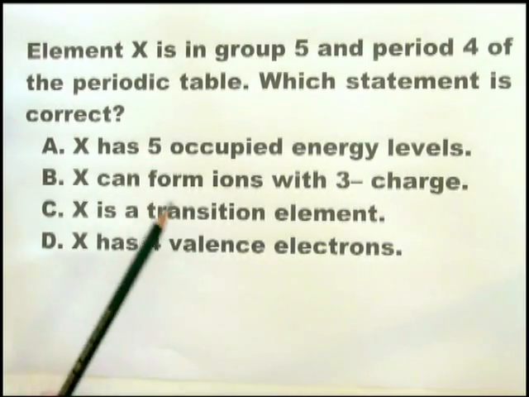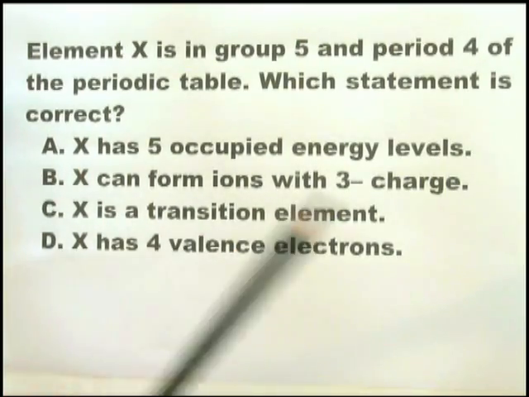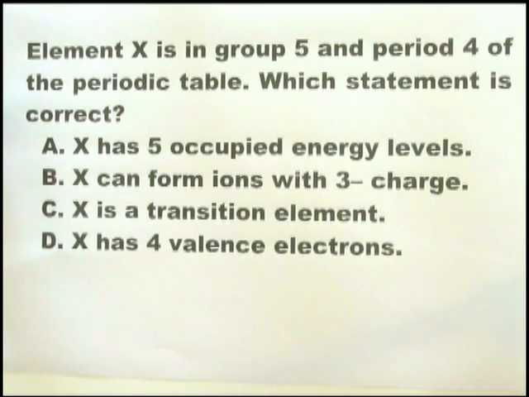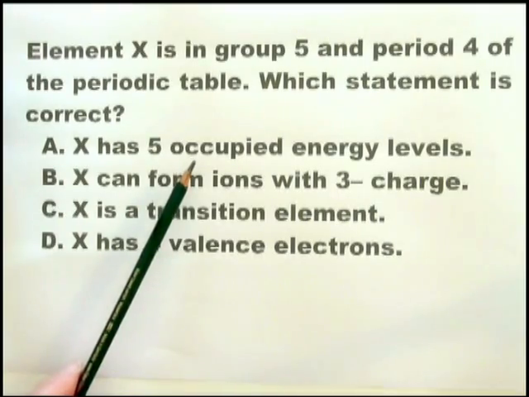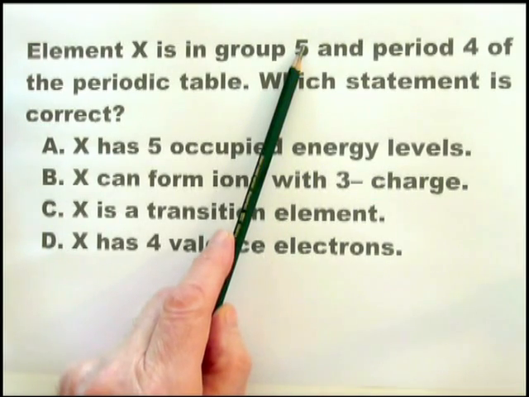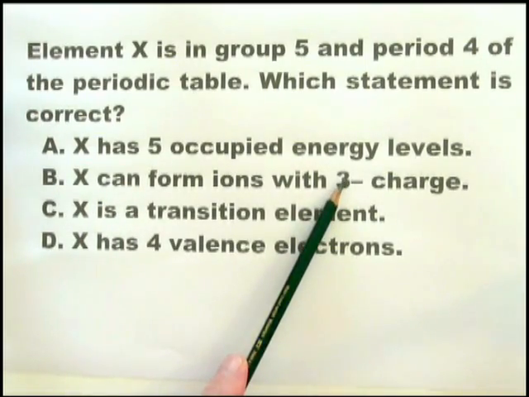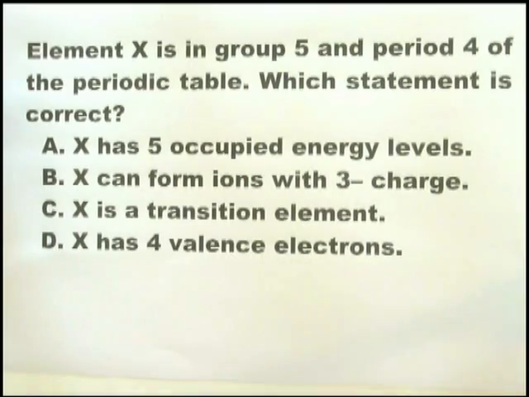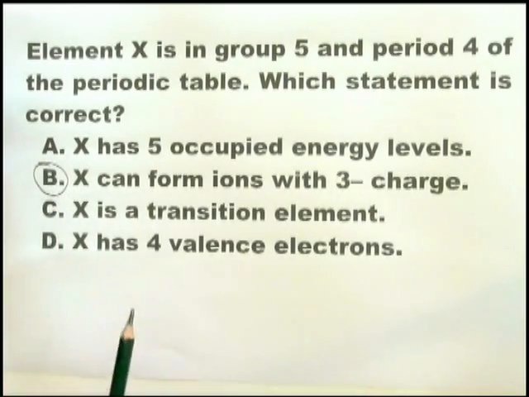You will have to look at this question line by line, and as you read each line you will look at the periodic table, and you'll waste time going backwards and forwards. However, as soon as you see group 5, you will know that group 5 is something like nitrogen and phosphorus, and nitrogen can form a 3 negative charge ion. And so B will be the obvious answer to you.